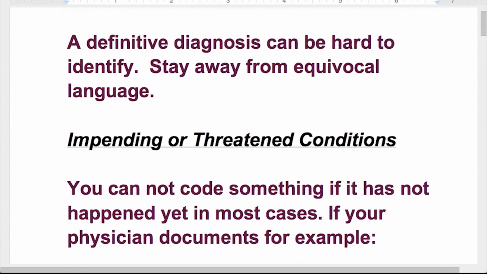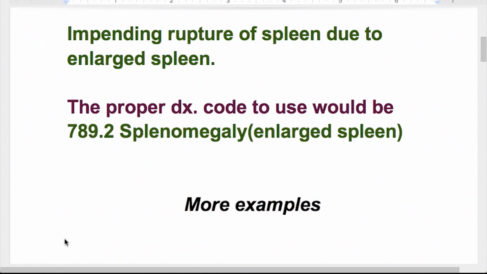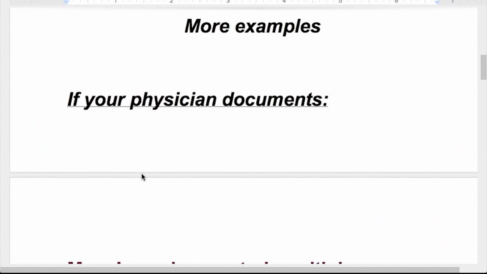Now, I know that sounds, again, a little ambiguous, but if your physician documents, for example, we'll scroll down here just a bit, impending rupture of spleen due to enlarged spleen. Okay, impending tells you it's going to happen. They're pretty sure it's going to happen, but it hasn't happened yet. So you cannot code a ruptured spleen. You can only code the splenomegaly, which is an enlarged spleen, 789.2. That's the proper code to use. Now I've got some more examples for you, so we'll scroll down and look at some of these others.